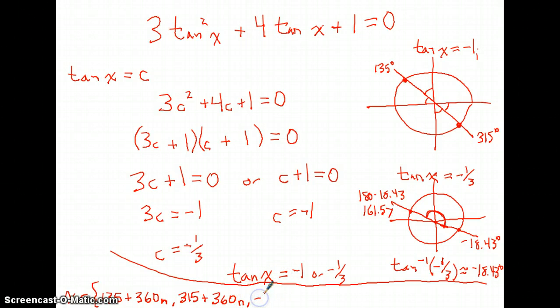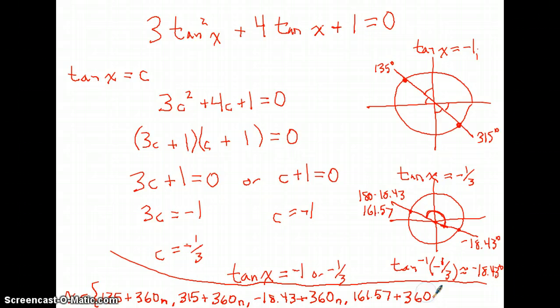So I might as well just say negative 18.43 here. I could say the equivalent that's all the way around the circle that's a positive angle, 340 whatever, but it's covered by this one. If n is 1, that angle will be found, and it will be generated by that list. And the other one was 161.57, or any equivalent angle that lands on that.